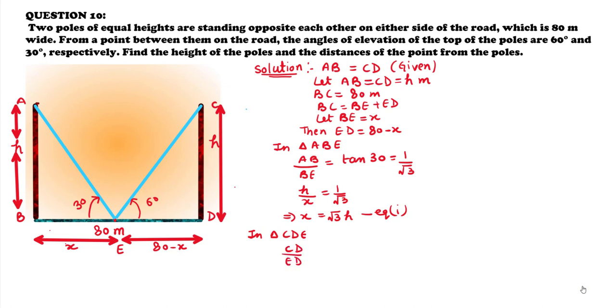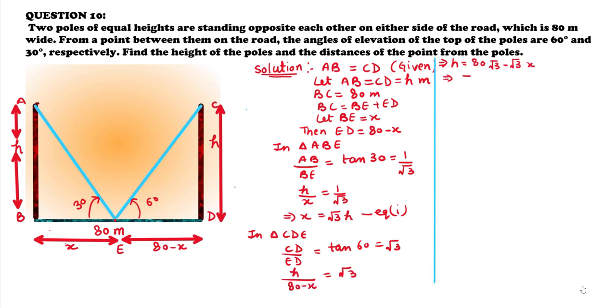Now in triangle CDE, we have CD upon ED is equal to tangent 60, that is equal to root 3. So that implies h upon 80 minus x is equal to root 3. So h is equal to 80 root 3 minus root 3x. So that implies root 3x is equal to 80 root 3 minus h. That implies x is equal to 80 root 3 minus h upon root 3. This is equation 2.